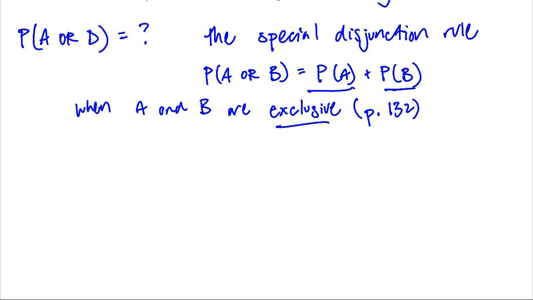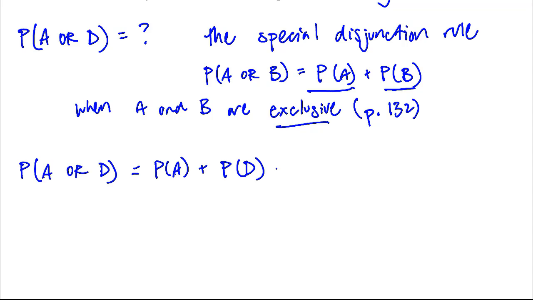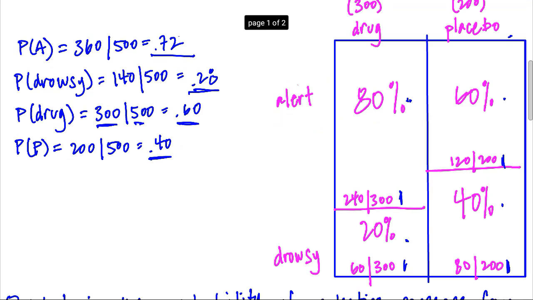So alert and drowsy are mutually exclusive. If someone is alert, then they can't be drowsy, just by the way things are defined in our model of a population here. So the probability of being alert plus the probability of being drowsy. Alert is 0.72, drowsy is 0.28.